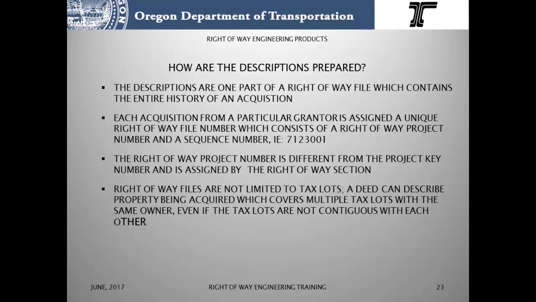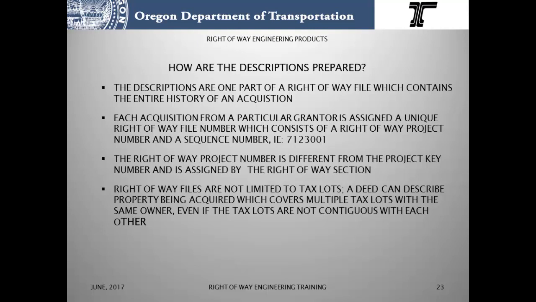So, how are they prepared? Well, that's one part of a right-of-way file, which contains the entire history of the acquisition. Each acquisition from a particular grantor is assigned a unique right-of-way file number, which consists of a right-of-way project number and a sequence number, i.e. 7123001. The right-of-way project number is different from the project key number, and it is assigned by the right-of-way section.